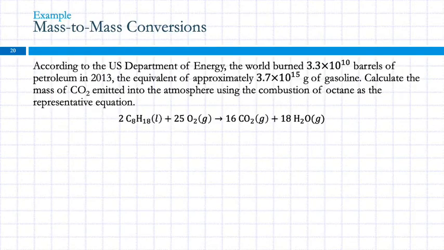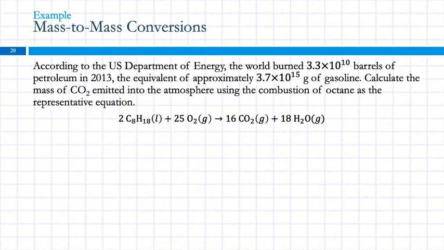So let's do a more real example. According to the U.S. Department of Energy, the world burned 3.3 times 10 to the 10 barrels of petroleum in 2013, the equivalent of approximately 3.7 times 10 to the 15 grams of gasoline. Calculate the mass of CO2 emitted into the atmosphere using the combustion of octane as the representative equation. So this is back to how much CO2 is being produced by human combustion of fossil fuels.